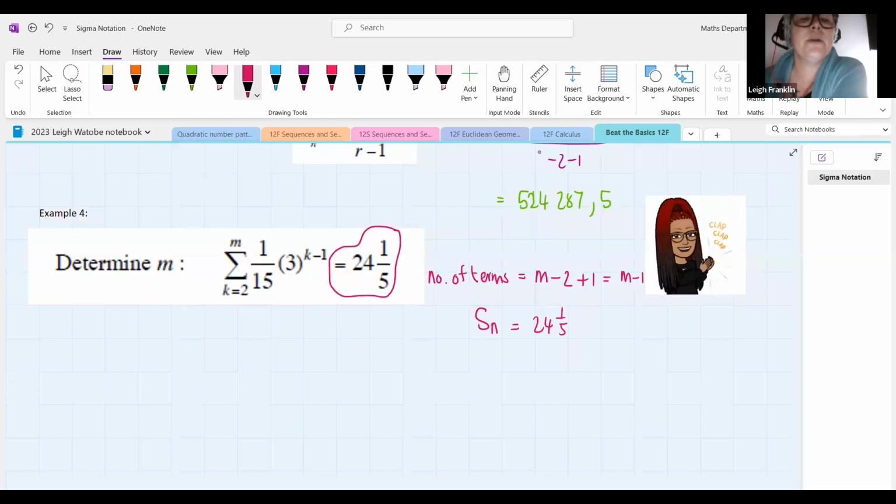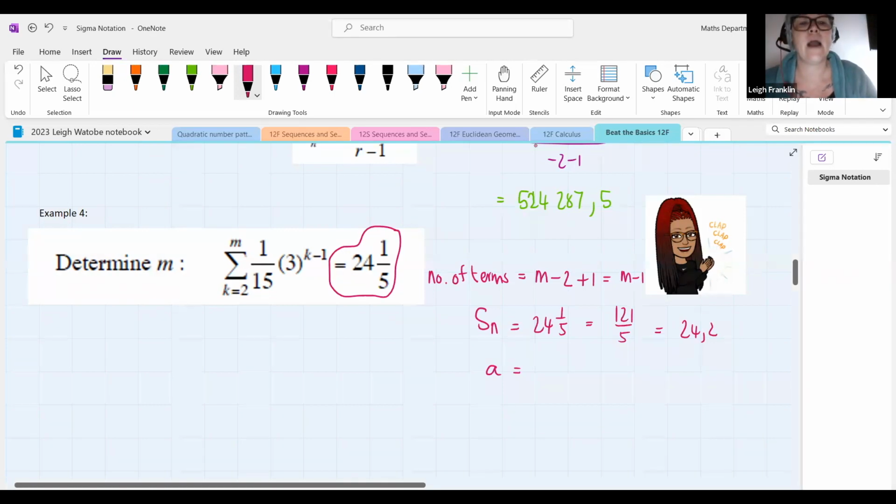So Sn in this case is 24 and 1 over 5. We can write it as 24 and 1 over 5. We could also write it as an improper fraction, which would end up being 121 over 5. Or if you wanted to, you could also write that as a decimal, 24,2. No one's going to mind, but that is the sum of the terms. That is Sn.